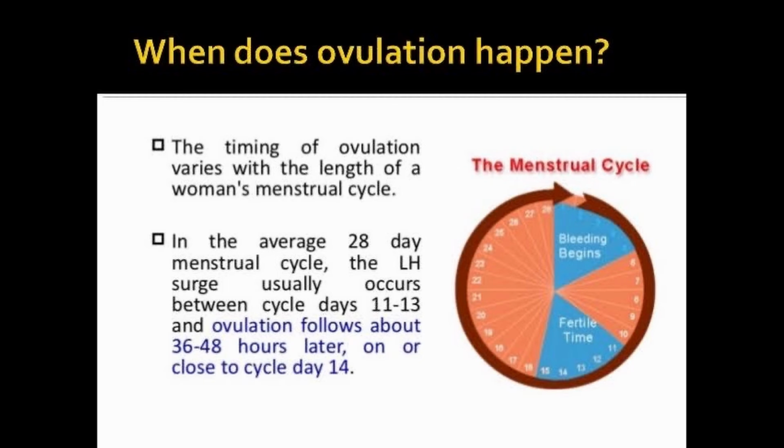Next we discuss when ovulation happens. The timing of ovulation varies with the length of the woman's menstrual cycle. In the average 28-day menstrual cycle, the luteinizing hormone surge usually occurs between cycle days 11 to 13, and ovulation follows about 36 to 48 hours later, on or close to cycle day 14. So this is the ovulation time.